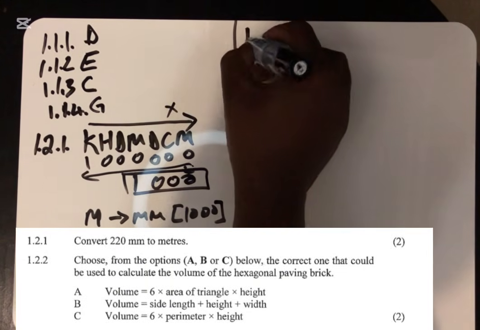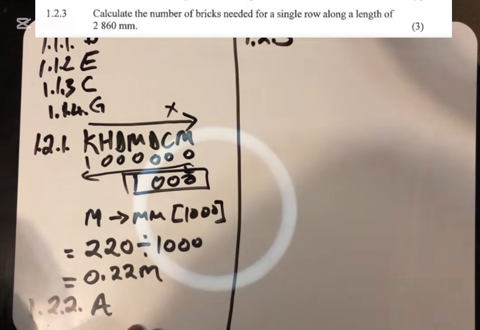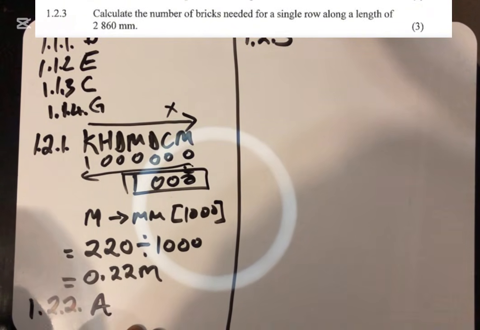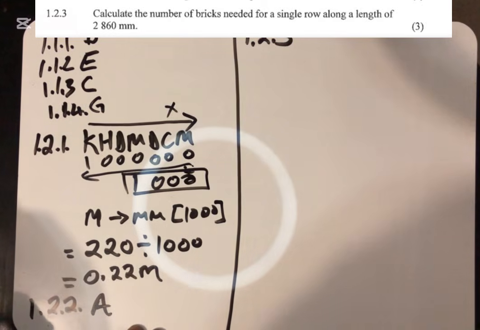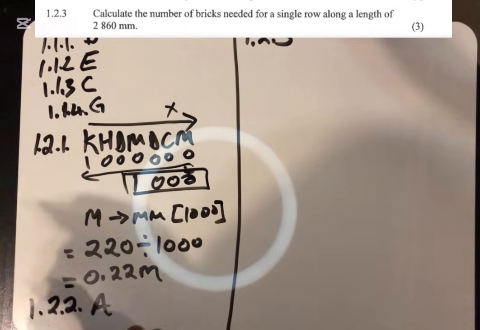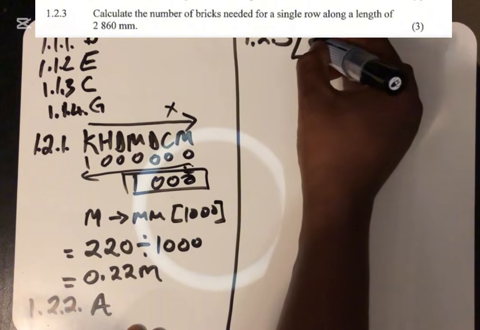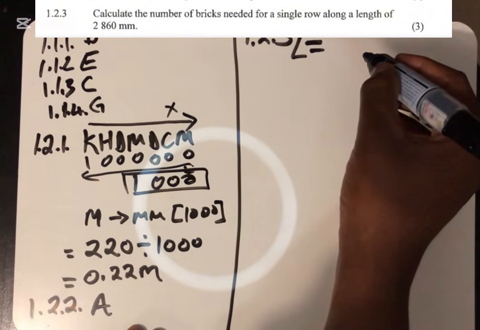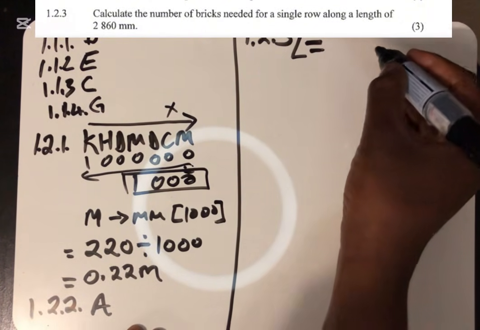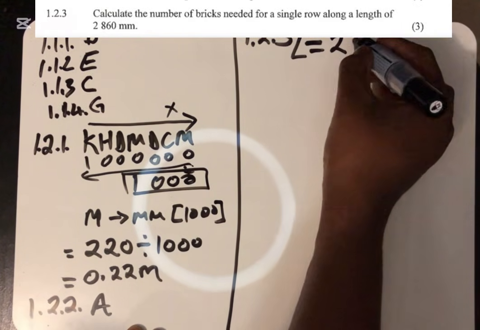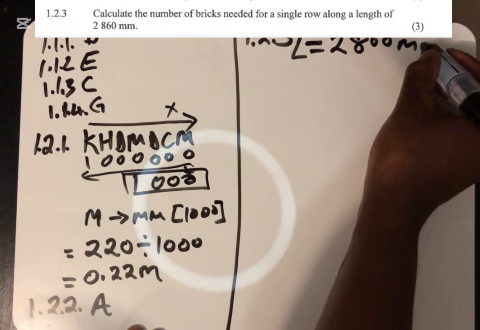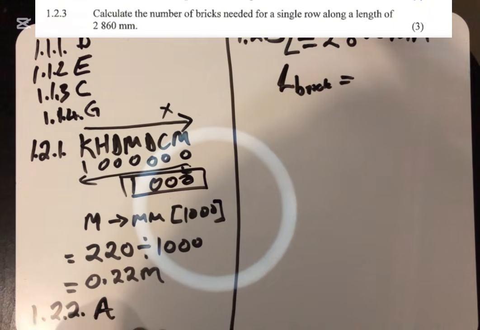Our next question is 1.2.3. It says calculate the number of bricks needed for a single row along the length of 2,860 millimeters. If you check here, we are now dealing with packaging. They've given us the length that we need to pave, which is 2,860 millimeters. We go and look at the width of a brick.